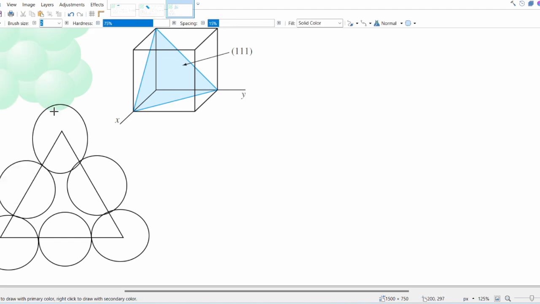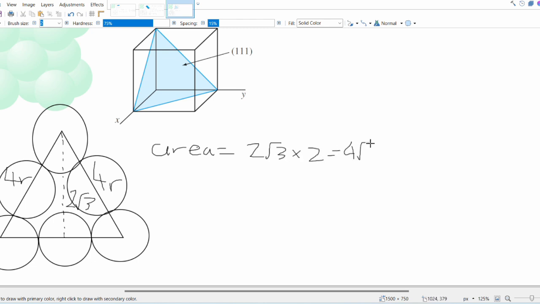With each of these faces being 4r in length. And therefore the height of this triangle is 2 root 3. So if we multiply these together and find the area of the triangle, it is equal to 2 root 3 times 2, which is 4 root 3.